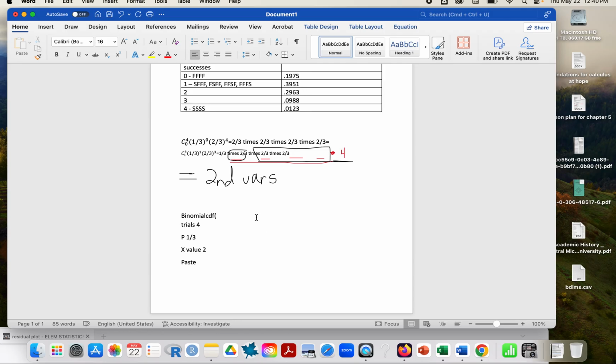So binomial CDF counts up. It counts up from the 0, unless you have a very modern one, which will allow you to say, oh, it's got to be between 1 and 3.